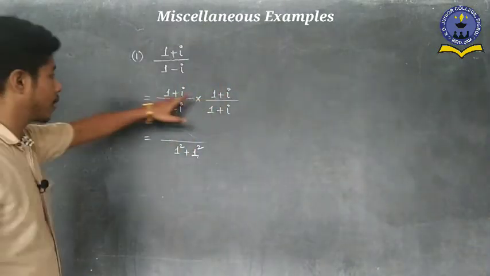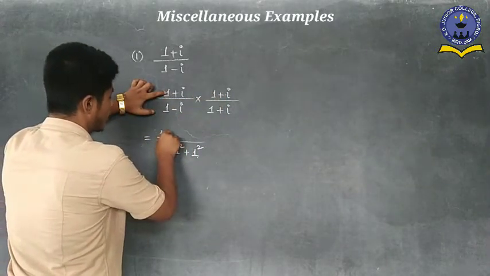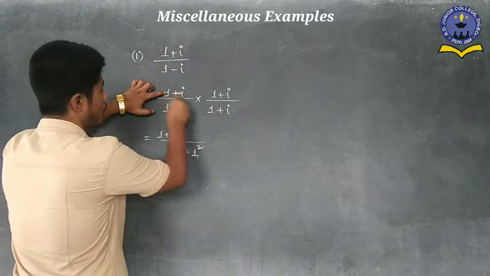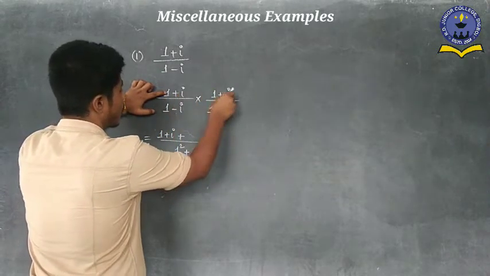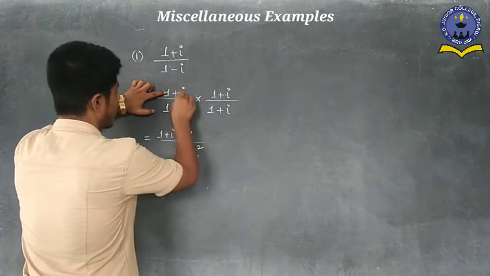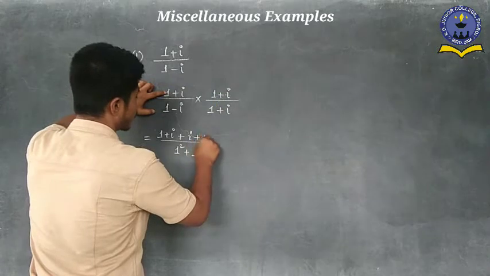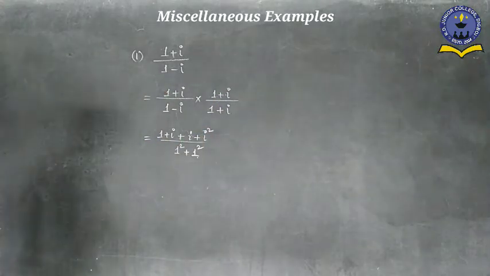Now the next part: we have to multiply the whole numerator, so we write 1 plus i. Clear? 1 into 1, 1 into i, so the next one is plus i. Then i into 1 is i, and the second one is i into i, which is i square. Is it clear? So we write this.